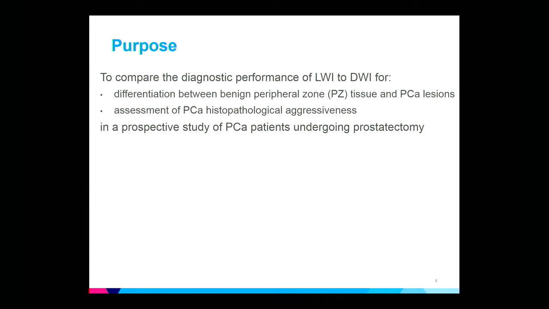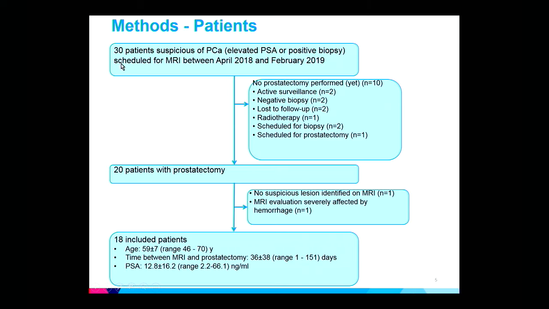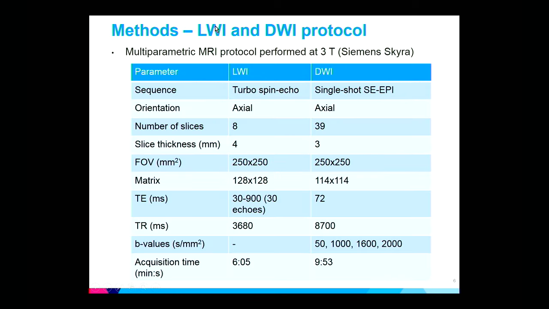This is still an ongoing study of prostate cancer patients that undergo prostatectomy, or surgical removal of their prostate. Until now, we have included 30 patients in this study, of which 20 patients eventually underwent a prostatectomy, and we analyzed data of 18 patients. Here you see the acquisition parameters of these protocols.